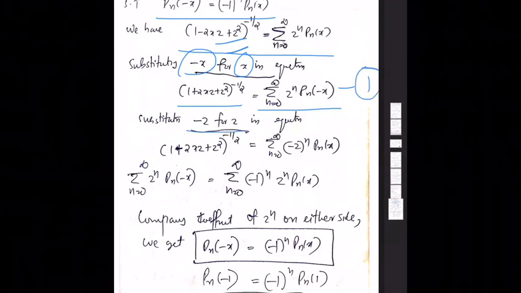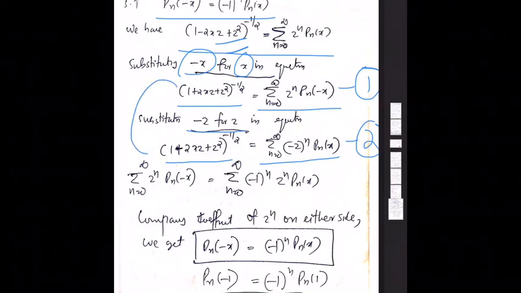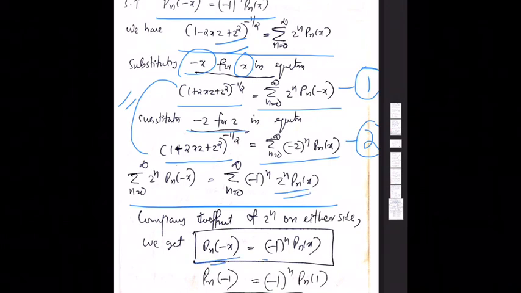Now substitute minus z for z in this equation. So we have 1 plus 2xz plus z square to the power minus half, and here we have sigma n equals 0 to infinity minus z to the power n Pn of x. And this can be taken as equation 2. For equations 1 and 2, the left hand sides are the same, and the right hand sides are equal. So as we compare the coefficient of z raised to n, we have Pn of minus x equal to minus 1 to the power n Pn of x. It's an interesting result. Pn of minus x is minus 1 to the power n Pn of x.